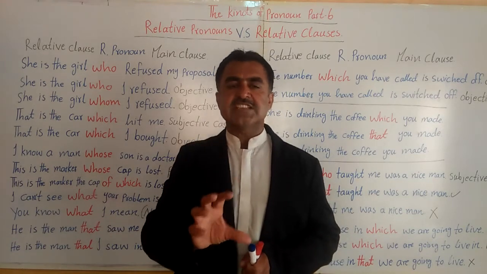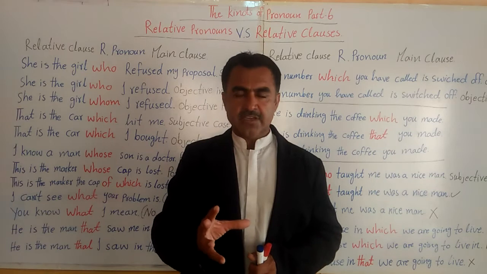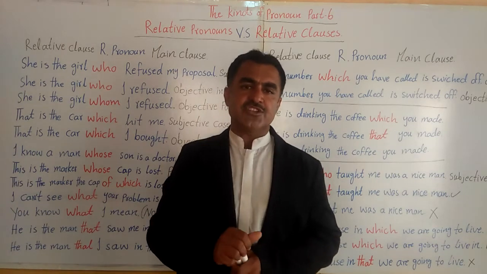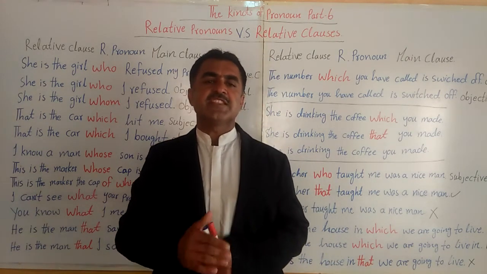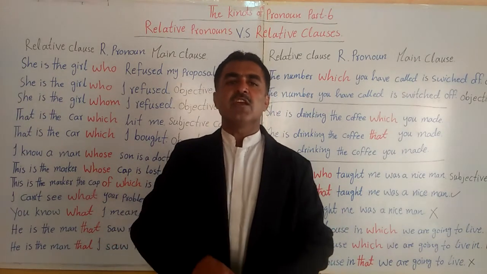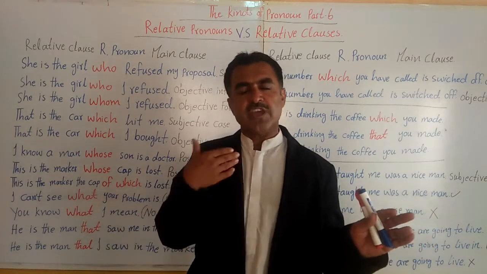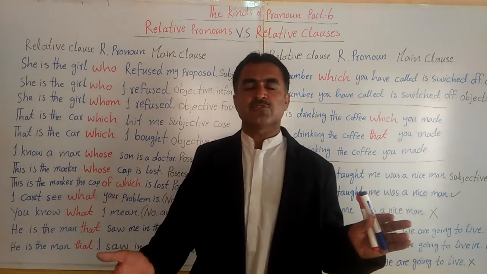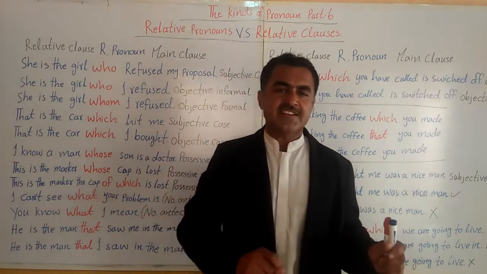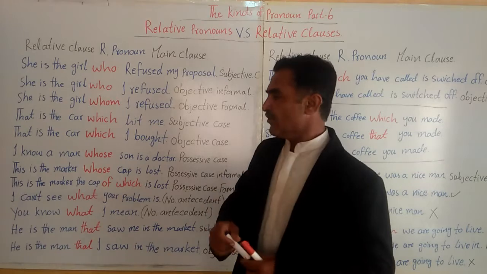Actually, whose is used for human beings. And if we use it for things or animals, that will be informal, but it's okay. When it relates to spoken English, it's not a matter. You can use whose for things and animals. But when it comes to writing, you should not use it, because it is informal.